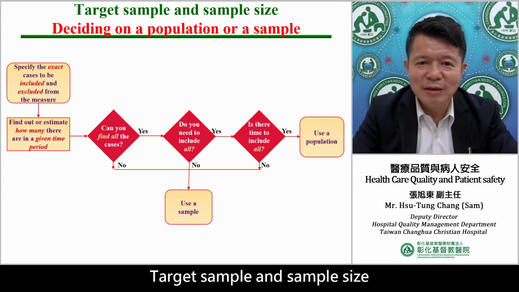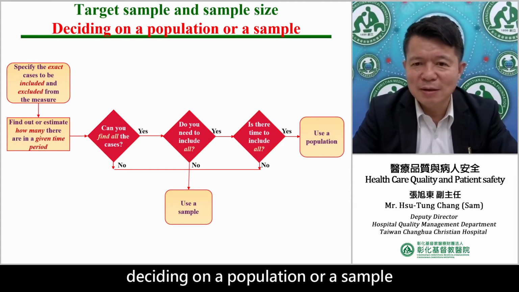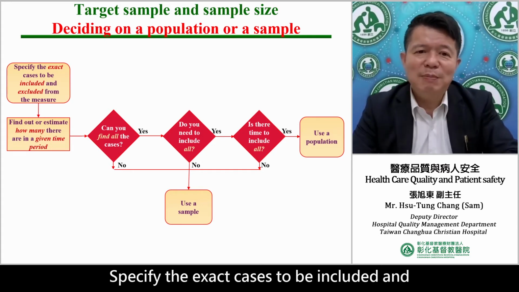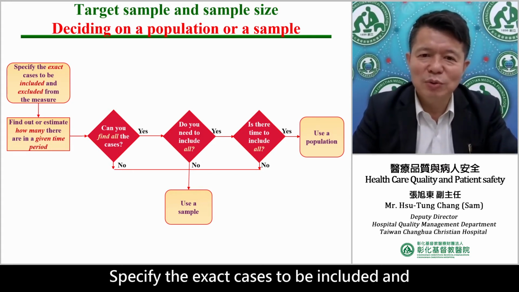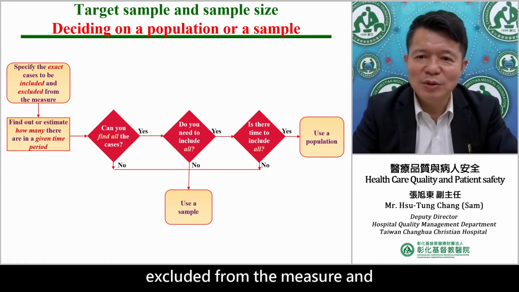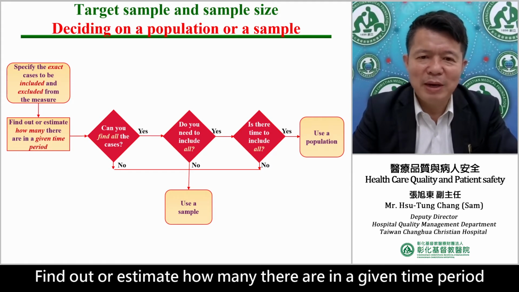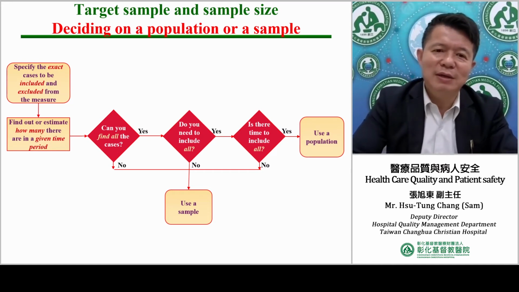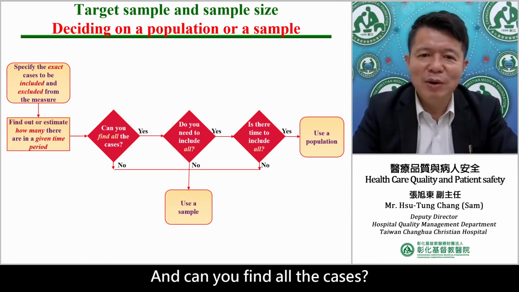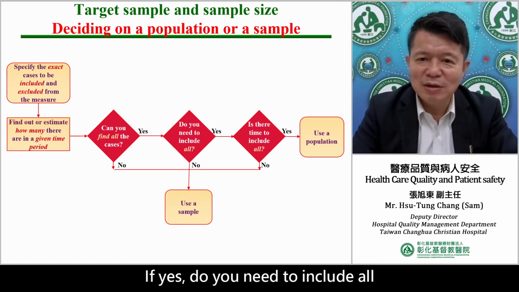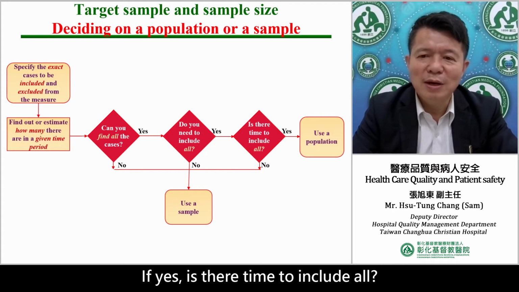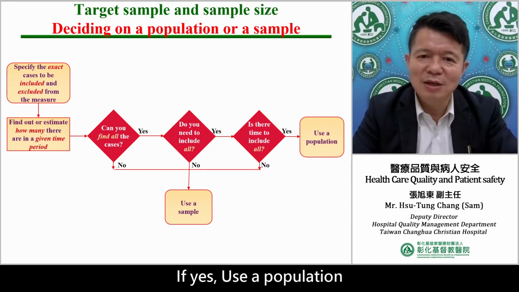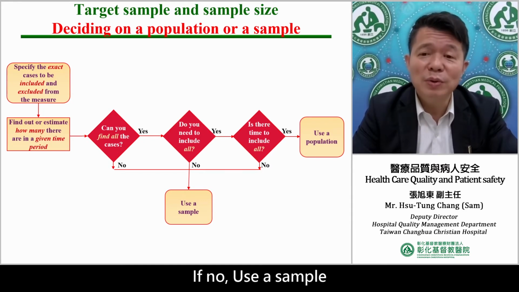Target sample and the sample size, deciding on a population or sample. Specify the exact cases to be included and excluded from the measure, and find out or estimate how many there are in a given time period. And can you find all the cases? If yes, do you need to include all? If yes, is there time to include all? If yes, use a population. If no, use a sample.